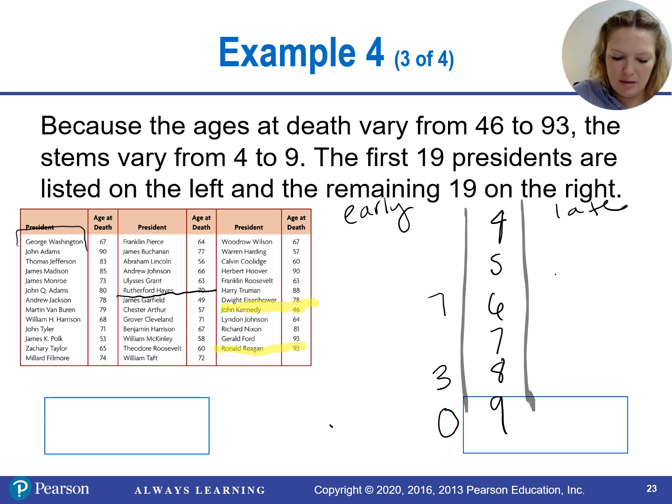And then I would add on my right-hand side, James Garfield lived to be 49, Chester Arthur 57, Grover Cleveland 71, and I would keep going in this way.